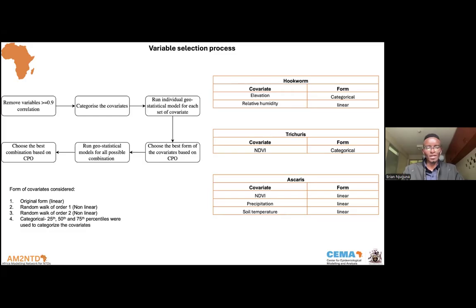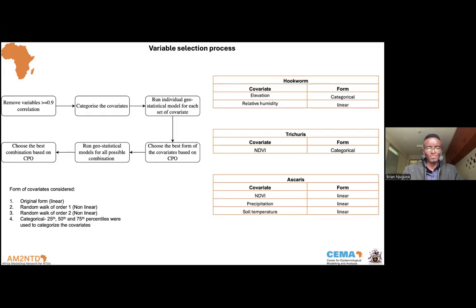So for each of these, we investigated 4 forms. The first form was the original form. The second one was the random walk of order 1, and the third one was random walk of order 2, and the fourth one was where we categorized the covariates using the 25th, 50th, and 75th percentile.